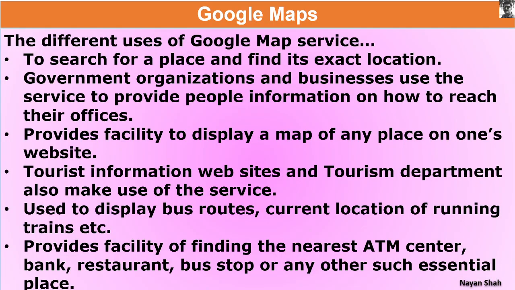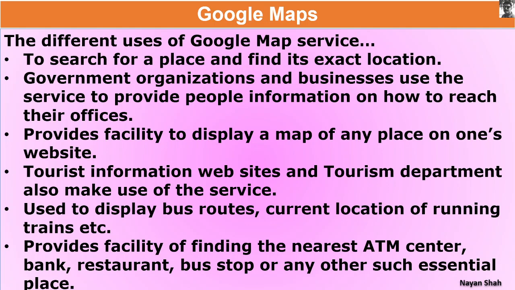The different uses of Google Map services. For what purposes can Google Map be used? It can be used to search for a place and find its exact location. Government organizations and businesses use the services to provide people information on how to reach their offices. It provides the facility to display a map of any place on one's website.